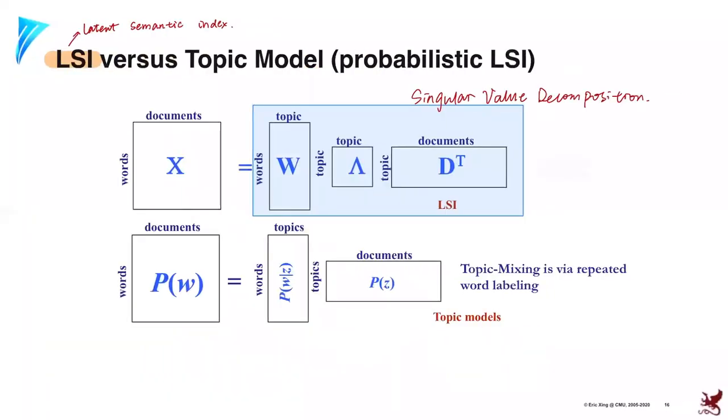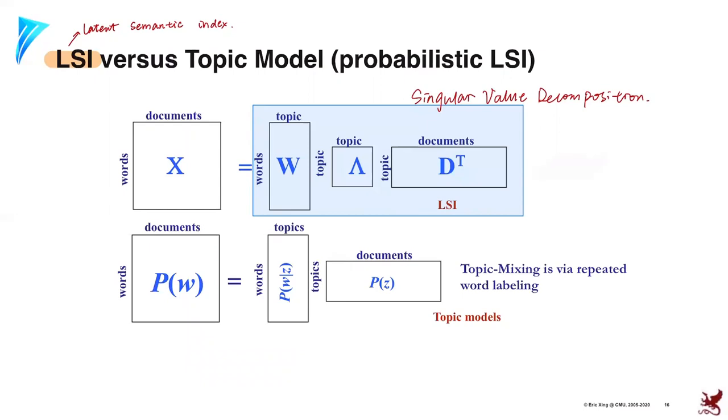And here's a method called the LSI, latent semantic index. The basic idea of LSI is to perform a singular value decomposition to decompose a word-document matrix into 3 submatrices: the word-topic matrix W, the topic matrix sigma, and the topic-document matrix D.